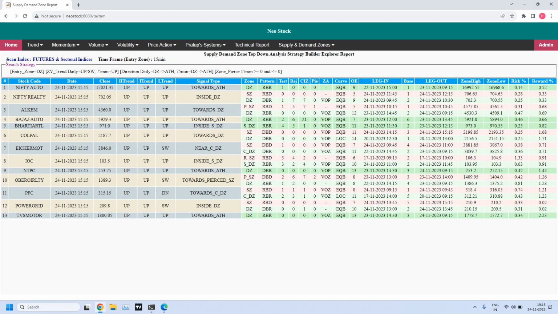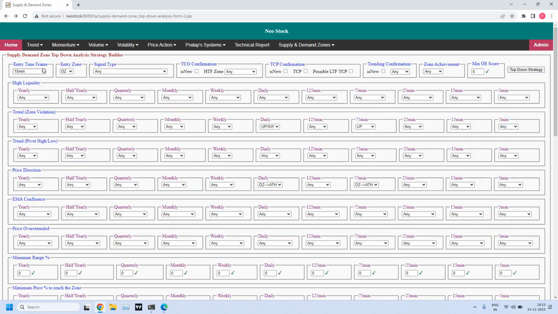Now let us generate for the bearish setup. In bearish setup, entry time frame is 15 minutes. Our entry zone should be supply zone. And for trend, because this is a bearish setup, the daily trend should be either downtrend or sideways for the HTF time frame, that is daily. And for the ITF time frame, that is 75 minutes, the trend must be downtrend.